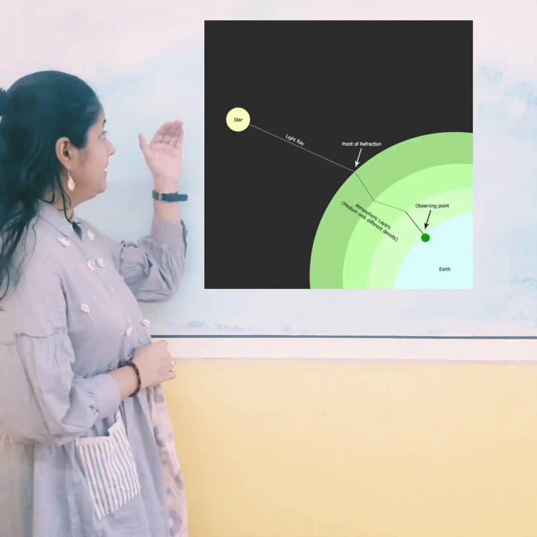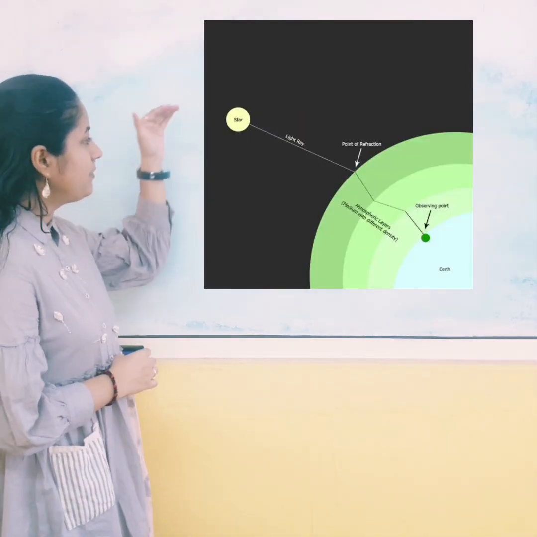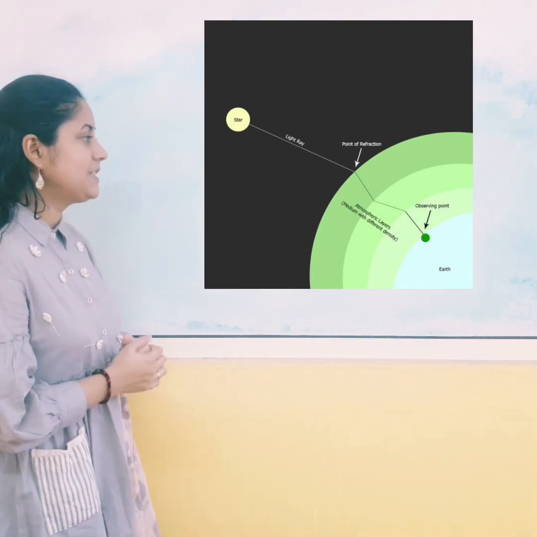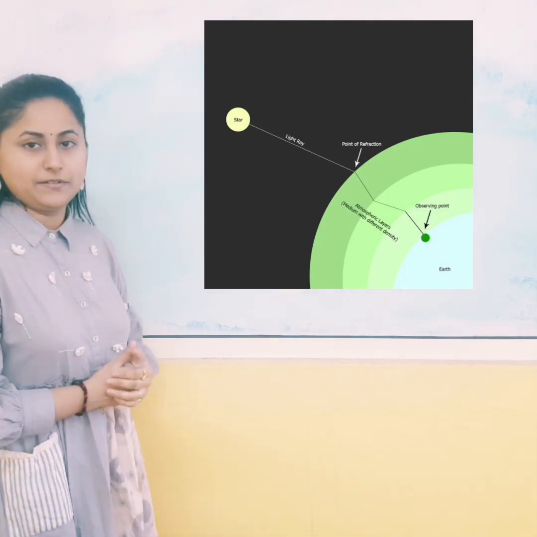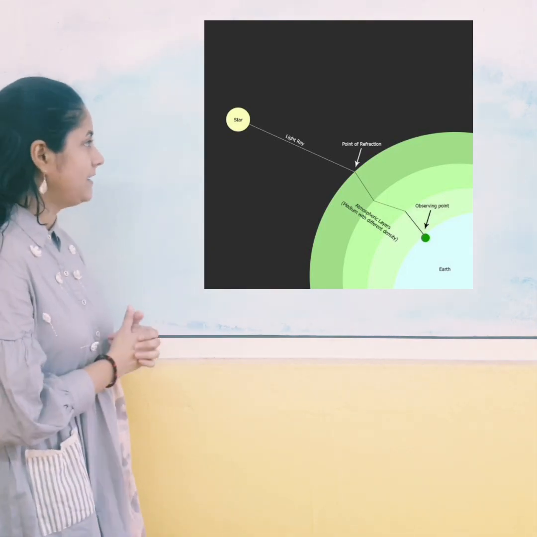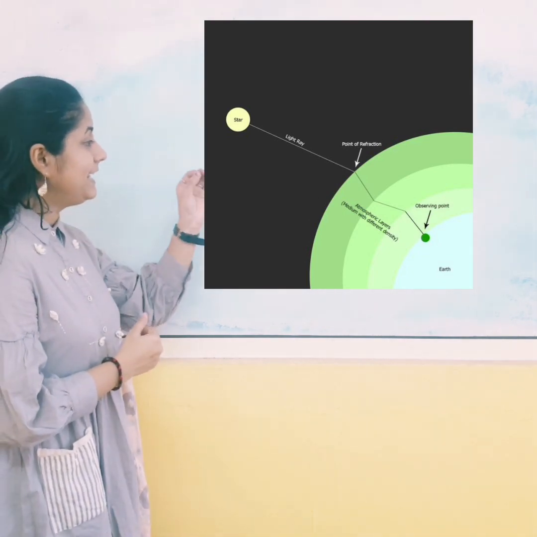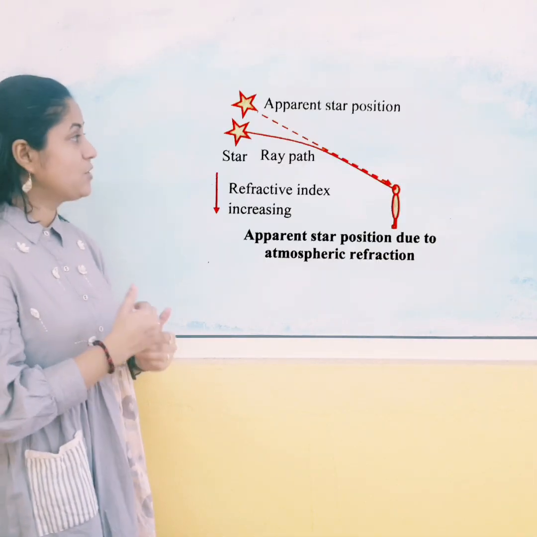Now, since the stars are very distant, they appear as point-sized sources of light. The path of the ray of light coming from the star keeps varying, and the apparent position of the star also keeps fluctuating. The amount of light that enters our eye keeps flickering, and this is what gives the twinkling effect of the star, and that's why the stars twinkle.